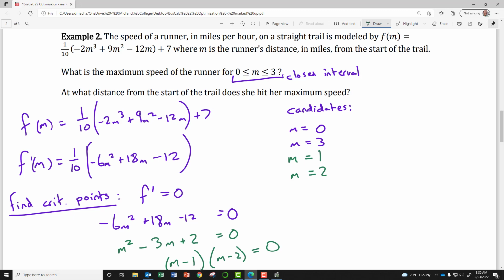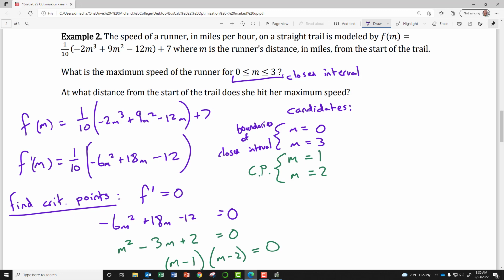So my candidates are 0, 1, 2, and 3. The green here, again, is because these are critical points. So critical points, remember, can either be maximums, minimums, or inflection points. And I wrote in purple these candidates because these are the boundaries of my closed interval.